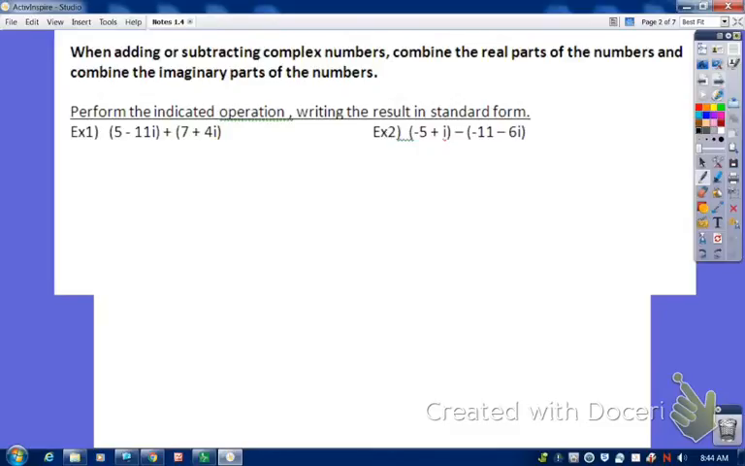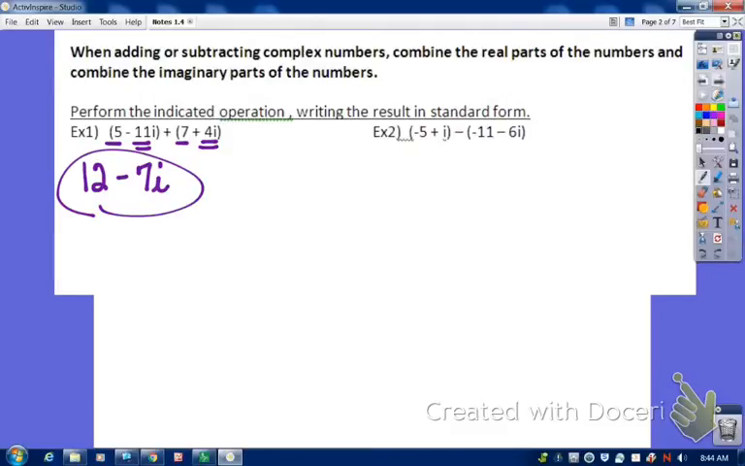So in example 1, we can just drop the parentheses and combine like terms. So the real parts are 5 and 7. They're going to combine to be 12, and the imaginary parts are -11i and +4i. They're going to combine to be -7i, and that would be the answer to number 1. So when you're adding two complex numbers, you just combine the real parts and you combine the imaginary parts, and you write that in standard form, meaning the real part comes first, the imaginary part comes second.